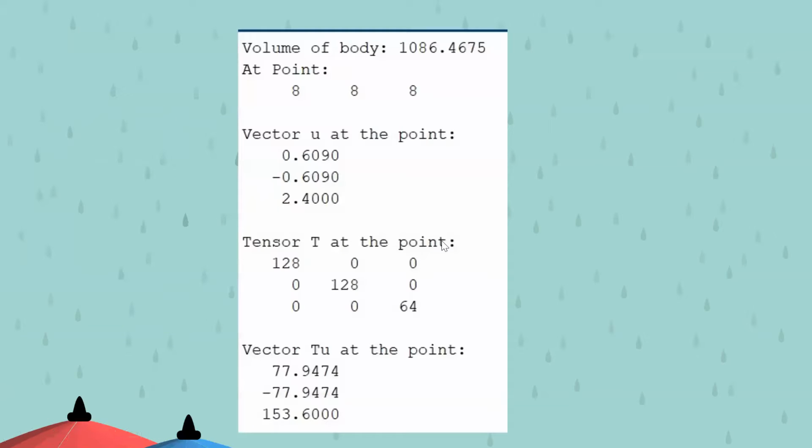The value given by MATLAB for the body volume at 8, 8, 8, the vector u at 8, 8, 8, and the tensor at 8, 8, 8, and TU, is 77.9474, minus 77.9474, and 153.600. This is the same value I got from my hand calculation, so I have verified my result.